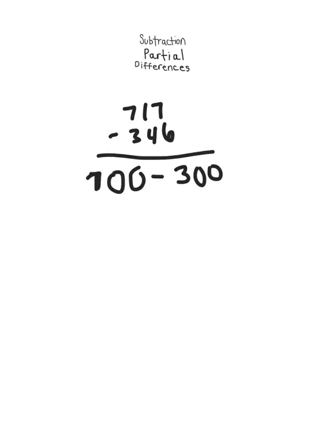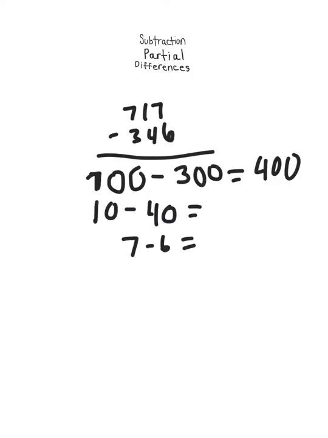So now we're going to take the tens value. Always take the top number first. And then the ones value. So 700 minus 300 is 400. 10 minus 40 is negative 30. Remember that the top number always comes first. 7 minus 6 is positive 1.